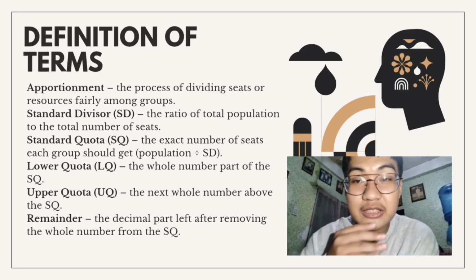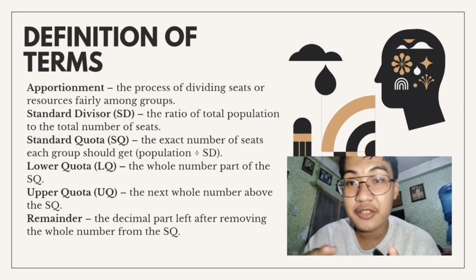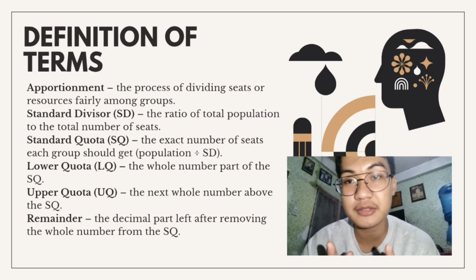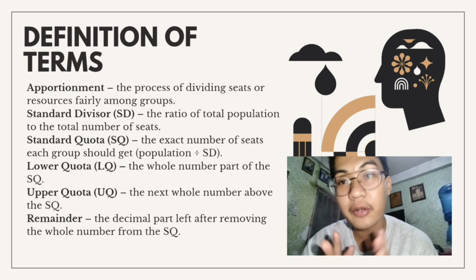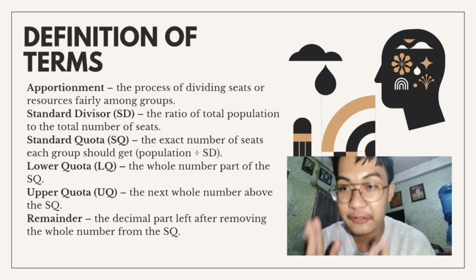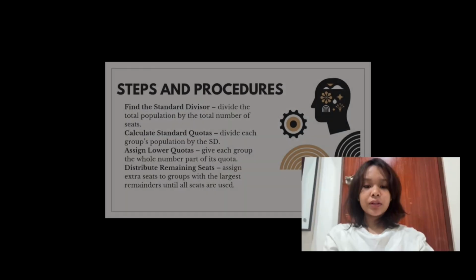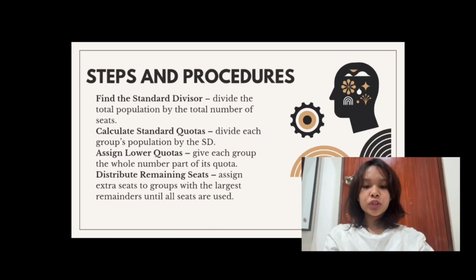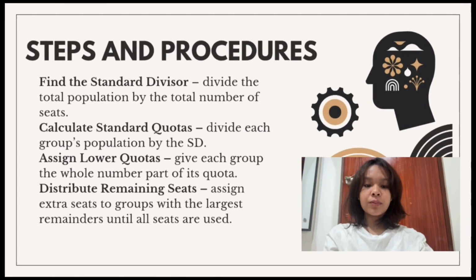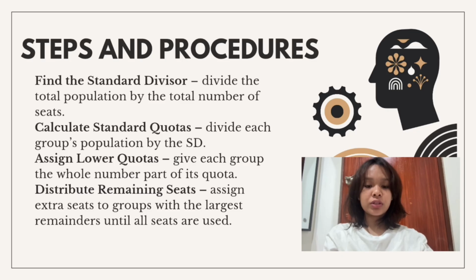In summary, Hamilton's apportionment method is a fair way to distribute seats based on population. We use the standard divisor to get each group's quota, then assign seats to the lower quota as the initial allocation. Any surplus seats are given based on the largest remainder, leading to the final allocation where every group is represented fairly. So today we're going to talk about the method of apportionment, basically how we divide seats fairly among groups based on their population.